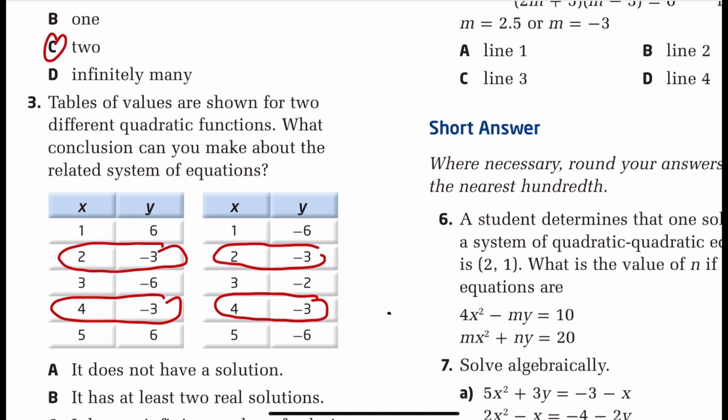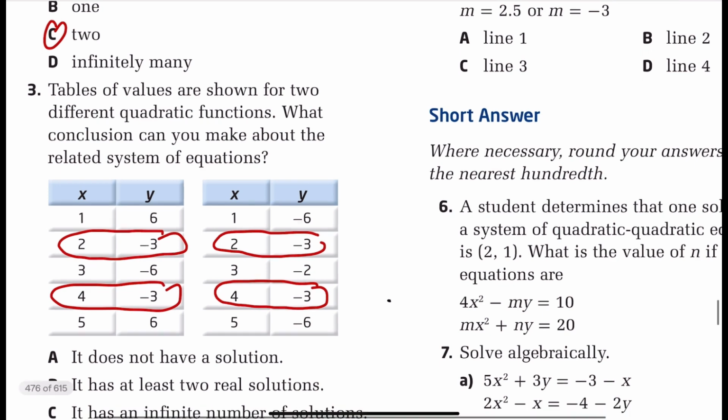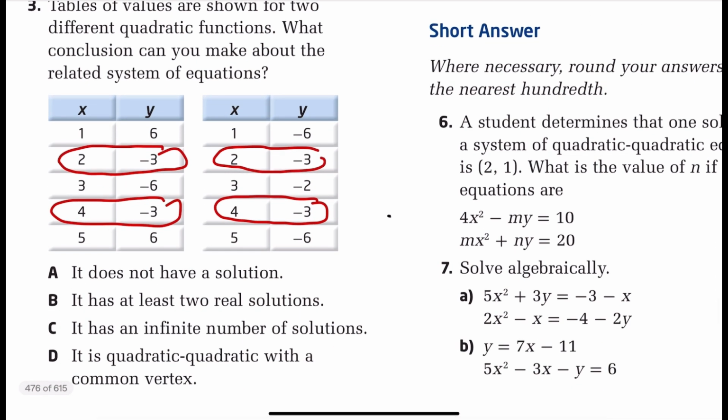So the two quadratic functions must have at least these two real solutions. You can say it will have at least two real solutions. They have no solution does not make sense. It has one infinite solution does not make sense because it has just two. It is a quadratic equation with a common vertex? No, we don't know. We don't have enough information to say that. So the answer is B.